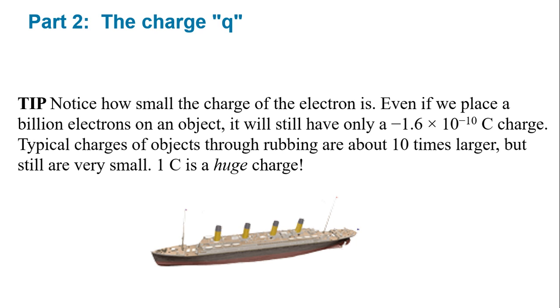But anyway, it will still have only negative 1.6 times 10 to the negative 10th coulombs of charge. That's still big, people. Typically, charges of objects through rubbing are about 10 times larger, but still are very small. 1 coulomb is a huge, huge charge. And you'll learn later in Coulomb's force that it creates a massive amount of force.